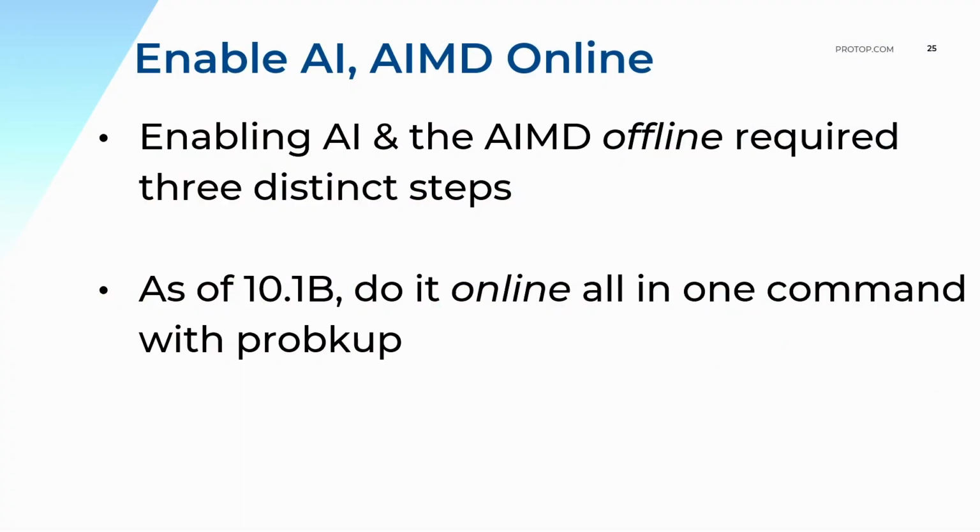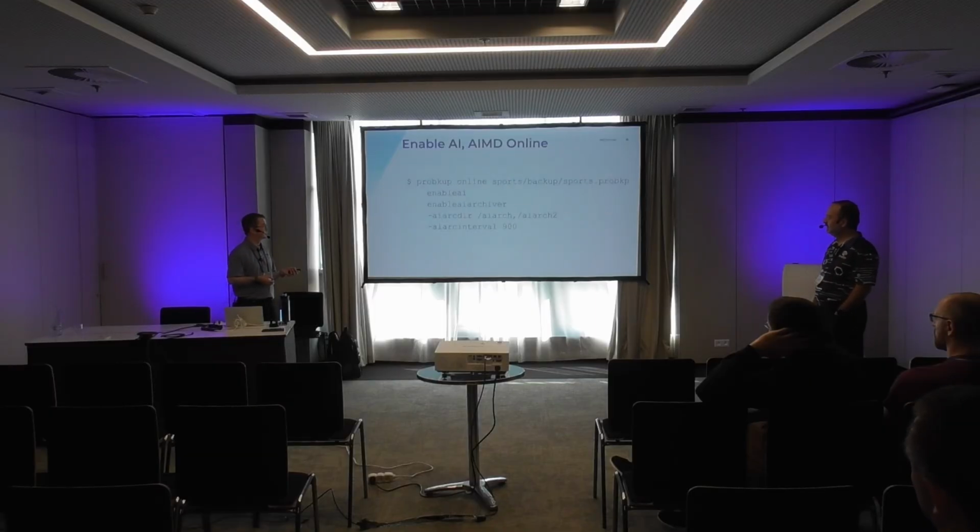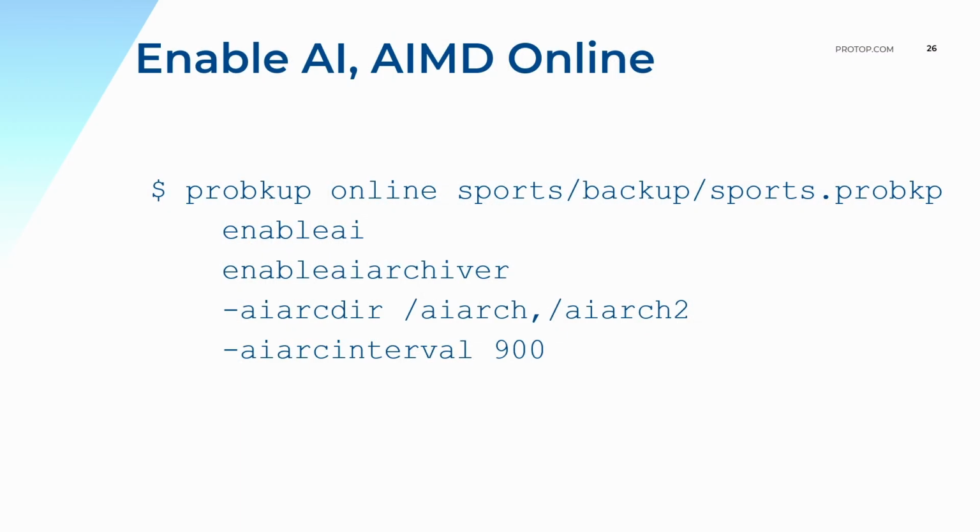So you can do this offline with the steps that we just showed, but in 10.1b and later, which hopefully everybody's on, you can do this all with one command, a pro backup command, which looks like this. So it's a pro backup online, and then we have these keywords. You can do enable AI archiver if they aren't already enabled, and then specify the parameter values. And so you don't have to bring your database down to implement this. So all of this can be done completely online.